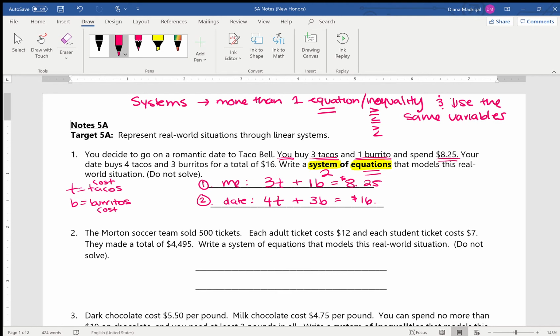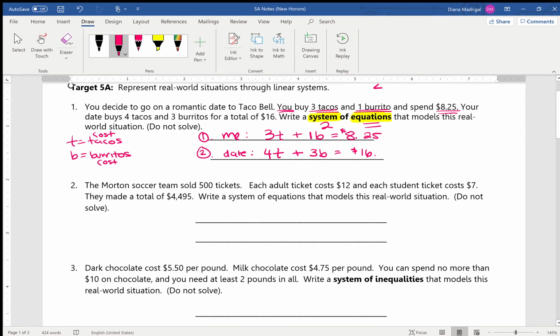It says the morning soccer team sold 500 tickets. Each adult ticket cost $12. Each student ticket cost $7. They made a total of $4,495. We need to be really careful with our numbers. I like highlighting them because it helps me. The morning soccer team sold 500, and we're talking about tickets. Each adult ticket costs $12. And again, now we're talking about money.